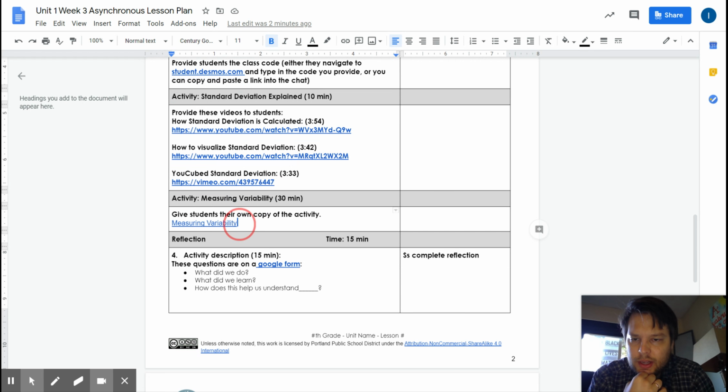Then you're going to do a worksheet on measuring variability. You'll get the joy of actually calculating it by hand. I hope that helps you get a grasp on what we are really measuring when we say standard deviation. And then, of course, finishing up with your reflection, some questions that are there on a Google form.